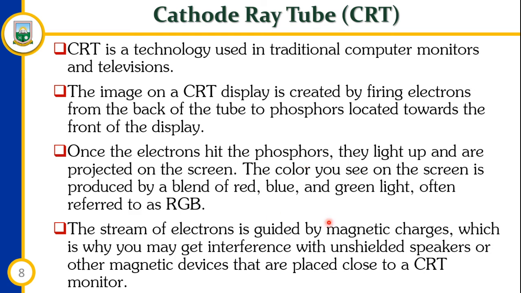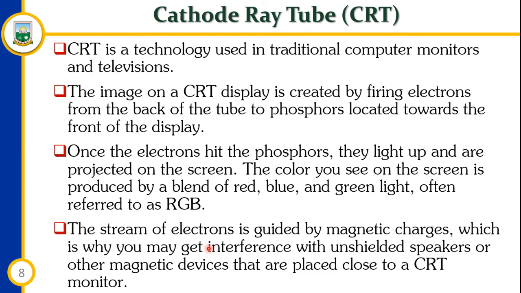So the color you see on the screen is produced by a blend of these three colors. That is the RGB: red, green, and blue. These three colors are combined to give us the color that we see on the screen of the cathode ray tube. Now, the stream of electrons is guided by magnetic charges. Of course, when a gun fires, it needs to be guided to hit the exact point on the screen to display the exact character, the exact picture or pixel that we need to view on the screen.